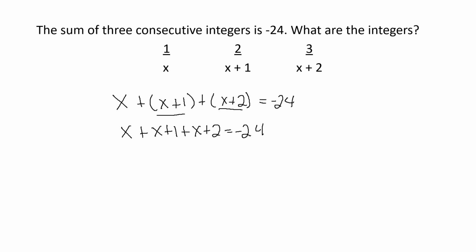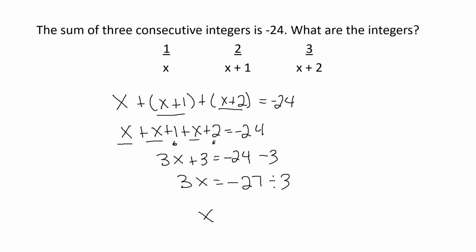Now, to solve this, I just solve for x. So step 1, simplify what I can. x plus x plus x is 3x. 1 and 2 is 3. I need to move that 3 over. When I do that, it becomes a minus. So negative 24 minus 3 is negative 27. Move the other 3 over and I divide by 3. So negative 27 divided by 3 is negative 9.